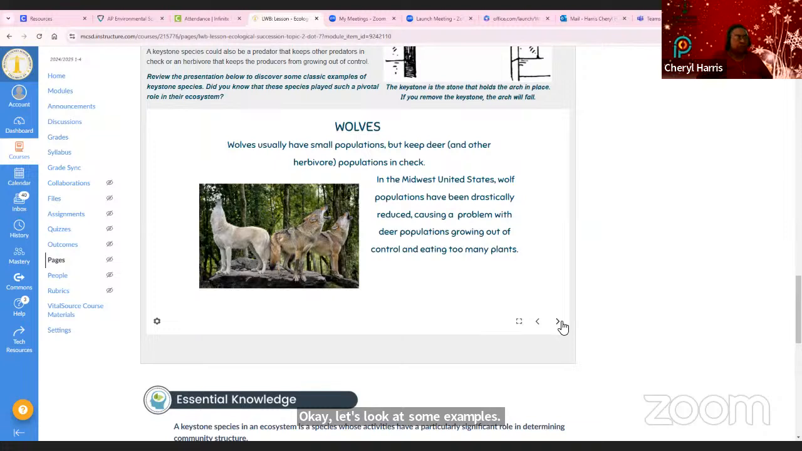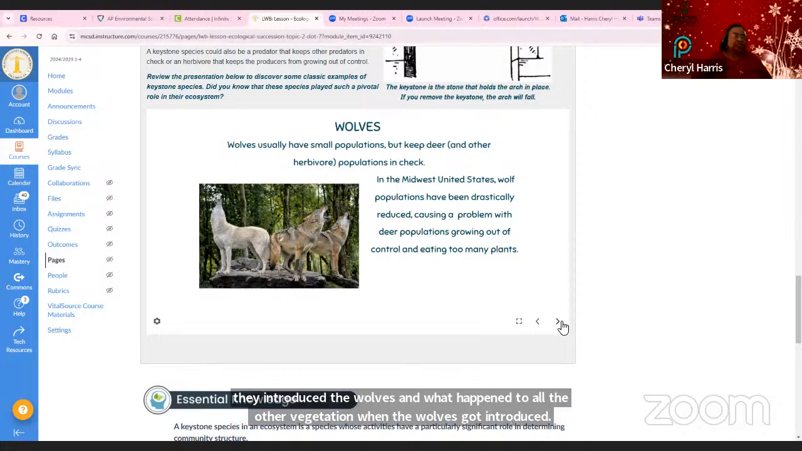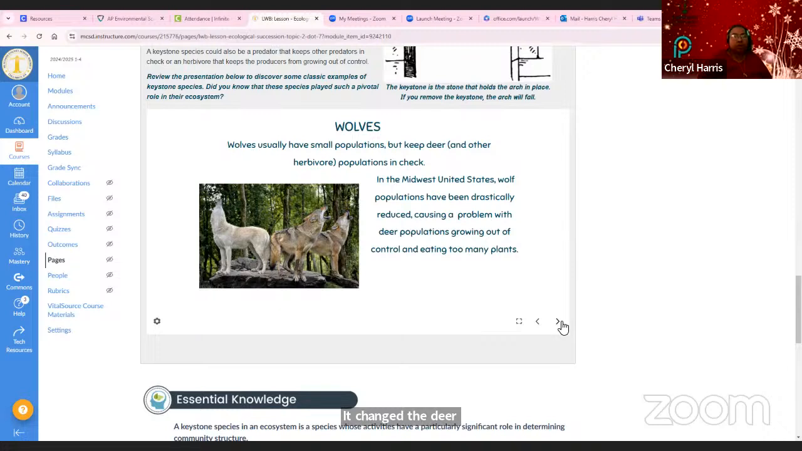I believe you all did a study on Yellowstone National Park, where they introduced the wolves and what happened to all the other vegetation when the wolves got introduced. It changed the deer population and the other populations that were there. So removing them allowed the deer to come back. It allowed the grass to grow because it affected all the different areas.